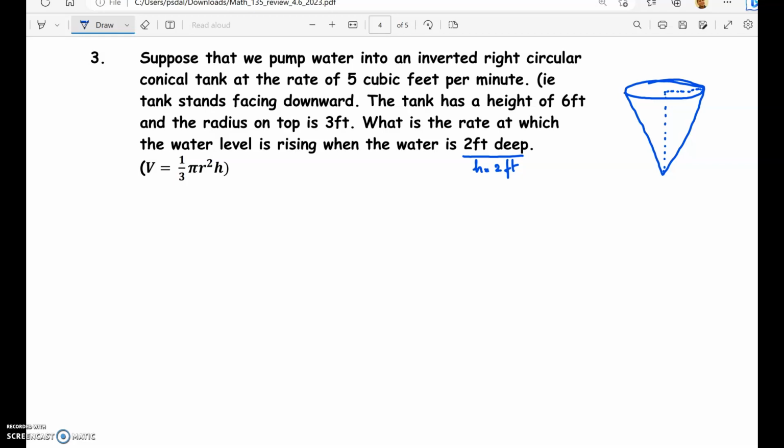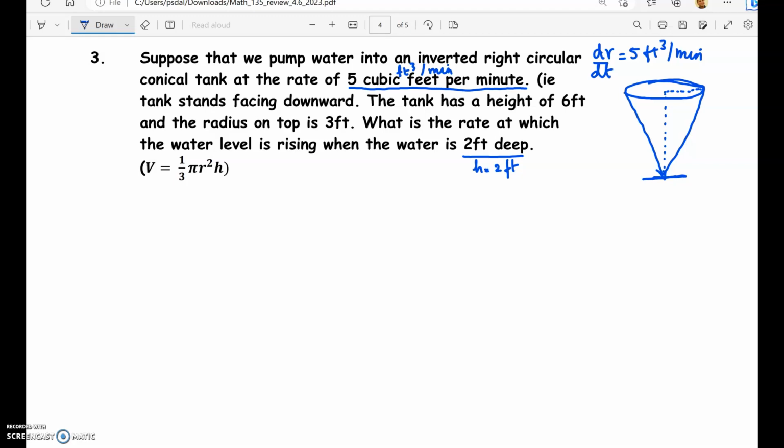So we have a conical tank that stands on the ground, and suppose we pump water into this inverted right circular cone at the rate of 5 cubic feet per minute. Cubic feet is feet cubed, so that's volume per minute. So it gives you the rate of change of volume with respect to time, dV/dt, which is equal to 5 cubic feet per minute. So we are given the rate of change of volume.